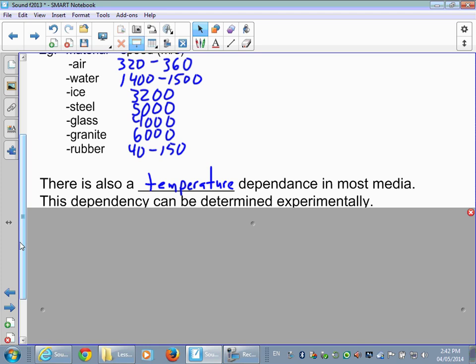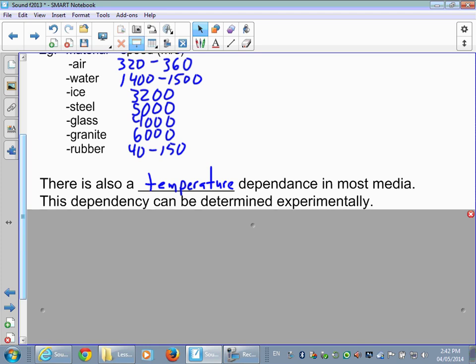The higher the temperature, the more spread out the particles are. And you would think that would result in a lower speed because of how spread out the particles are, but it turns out that the natural speed that the particles have means that they move around more quickly, and you actually get a higher speed.